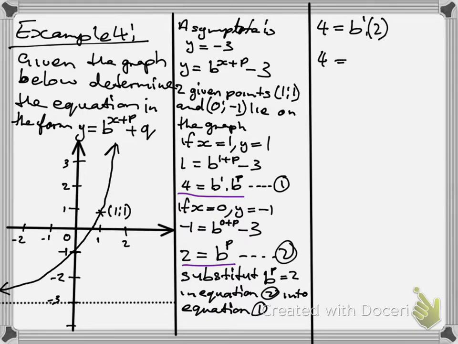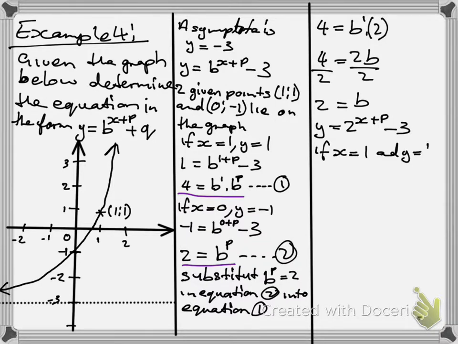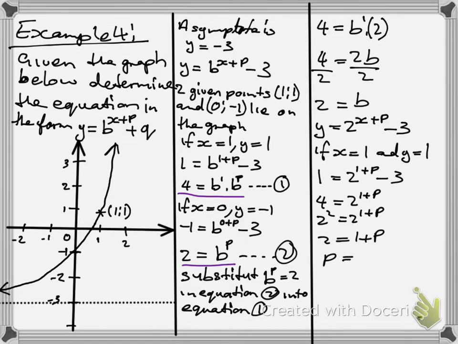Then our b will be equal to 2. Then we substitute the value of b into our equation. Now we are left looking for the value of p. We use the point x equals 1 and y equals 1, and we solve for p. Remember your laws of exponents: when the bases are equal, the exponents are equal. So our p is equal to 1. Therefore, the equation will be y equals 2 to the power of x plus 1, minus 3.